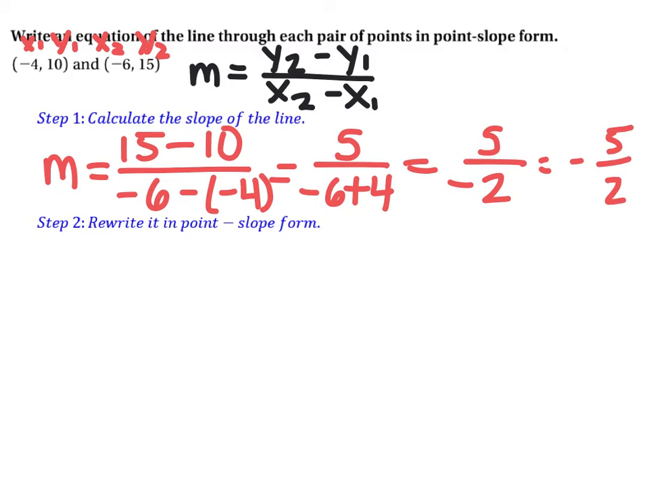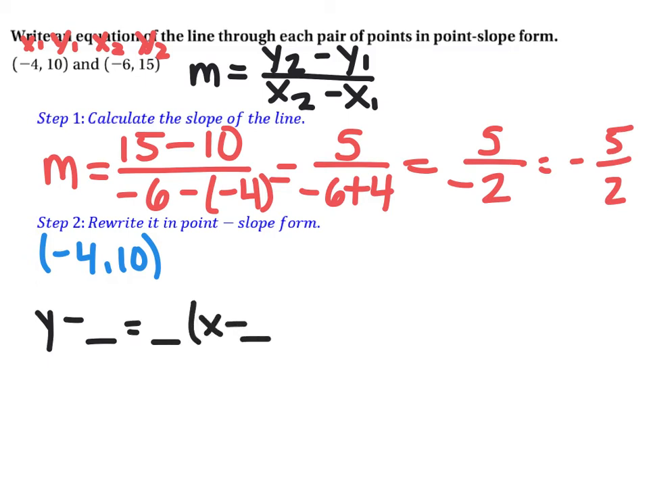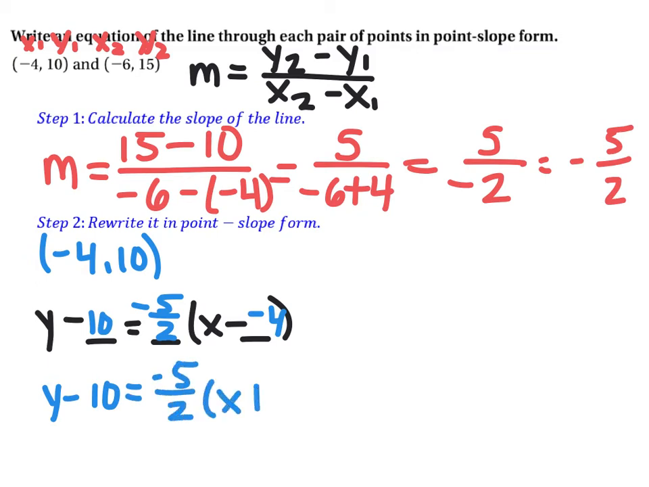Now, if you had chosen the point -4, 10, you'd plug it into your original point slope. So we'd have our formula set up, and I would substitute. So my slope is -5 over 2, my y is 10, and my x is -4. So this will become y minus 10 equals -5/2 times x plus 4.